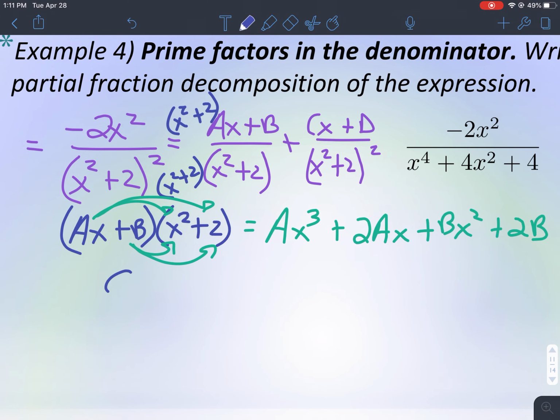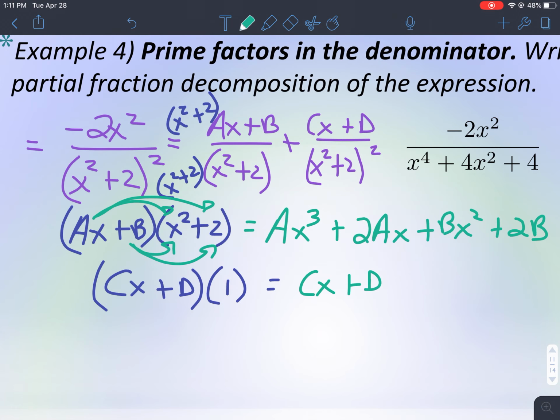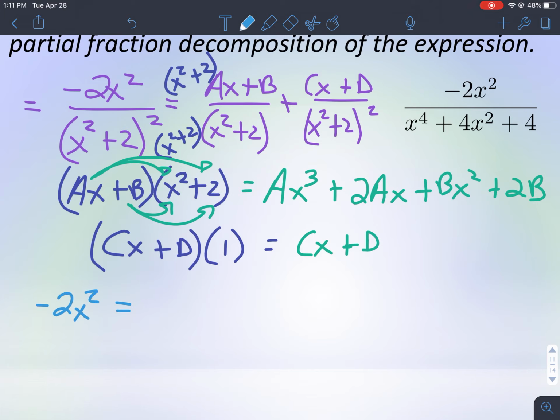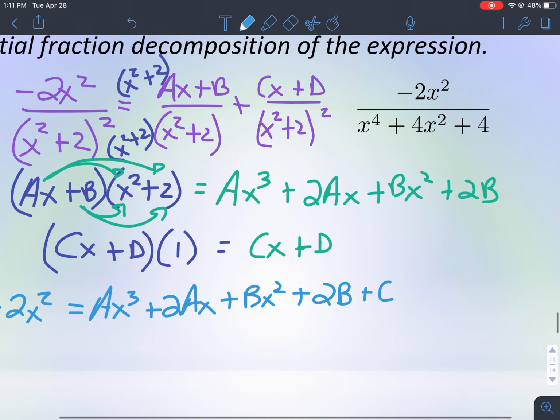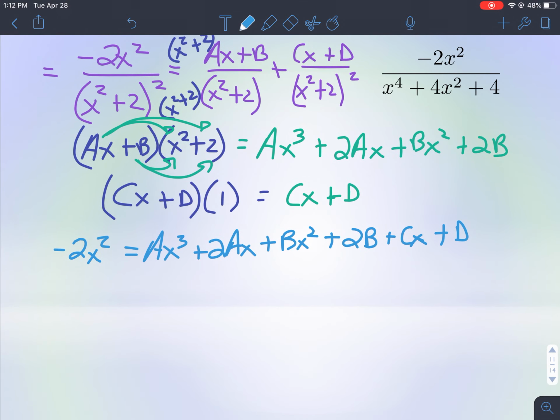The next one, Cx plus D, well, I don't have to multiply this by anything, so it's really kind of just like multiplying it by 1. And that's going to be the same exact thing. Now I have to put those two things together and equal it to the numerator. Negative 2x squared should be equal to Ax to the third plus 2Ax plus Bx squared plus 2B plus Cx plus D. All of that represents the numerator because I have a common denominator here and now here.